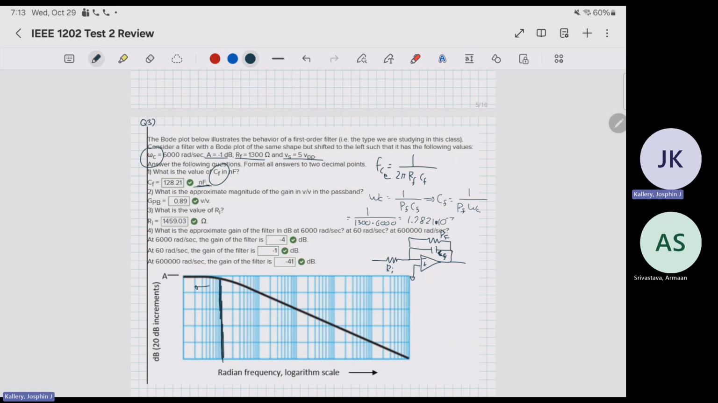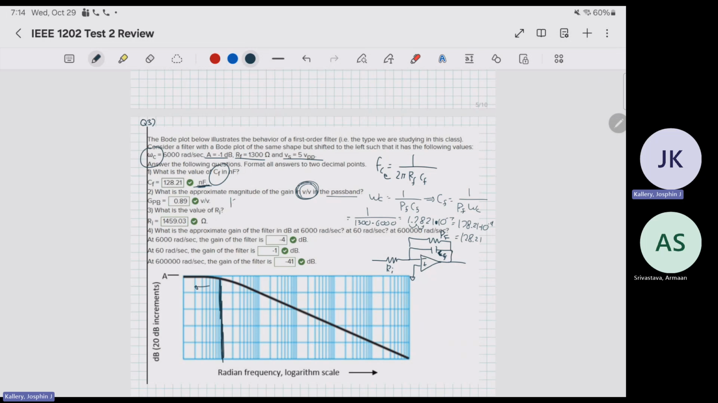But they're asking us to solve in nanofarads, so we need to convert this -7 to -9. The way we do that is we want to shift this over twice, which gives us 128.21 times 10 to the -9, which is 128 nanofarads. Or 0.21, sorry. 128.21. Okay. All right. Now they're asking what's the approximate magnitude of the gain in volts over volts in the passband.